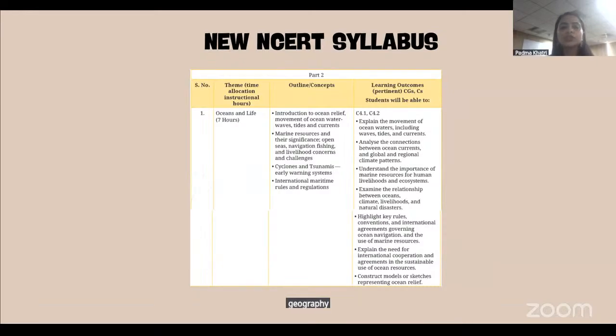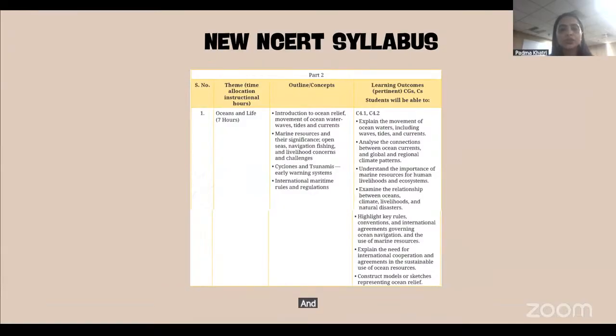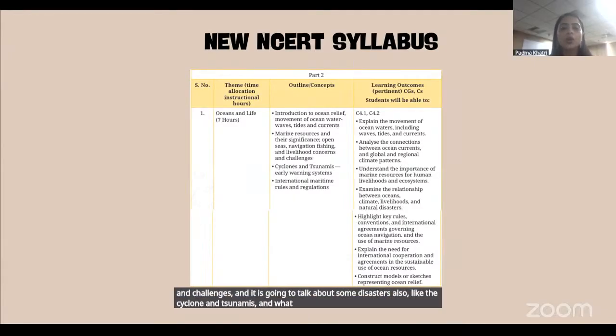It will focus on concepts like introduction of ocean relief, movement of ocean water, waves, tides, and currents. Then focusing on marine resources and their significance, open seas, navigation, fishing, and livelihood concerns and challenges. And it is going to talk about some disasters also, like cyclones and tsunamis, and what are their early warning systems. And it will include the concept of international maritime rules and regulations.